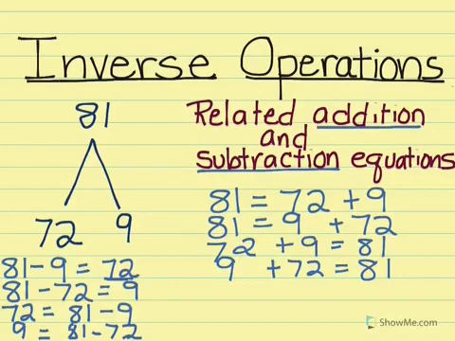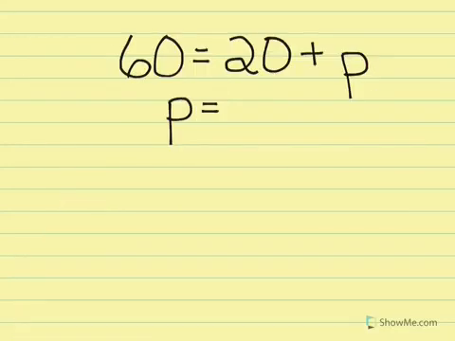The reason I need to know how to do this is so I can solve equations like this. Here I have 60 equals 20 plus p. P is my variable. I need to figure out what p equals. To do that, I'm going to do the inverse. This is addition, so I know I will use subtraction to solve my equation. So I'm thinking I could take 60 minus 20, which gives me 40.